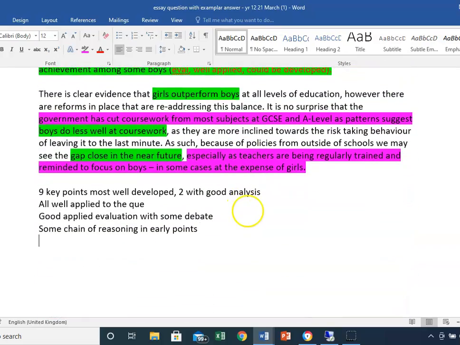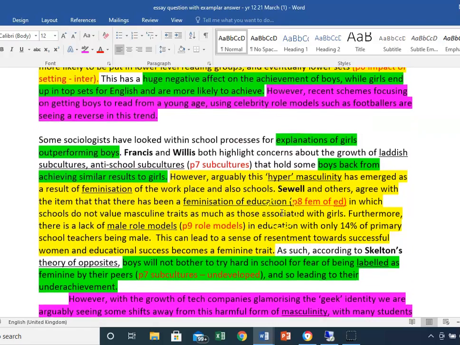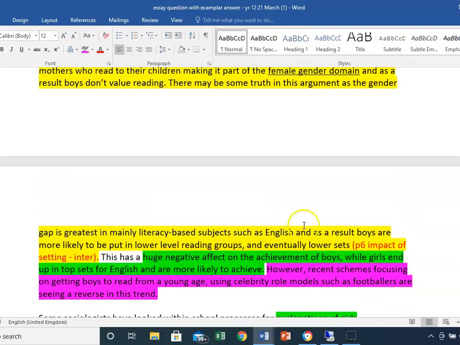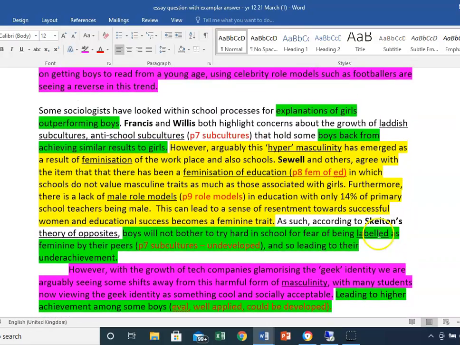In terms of knowledge, AO1, lots of concepts and studies, some theory with the use of feminism. Is there anything else that I'd probably comment on this? Oh yeah, it's the interrelationships actually that were really, really good.